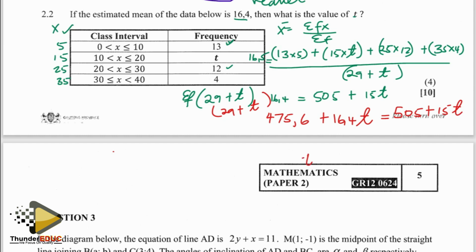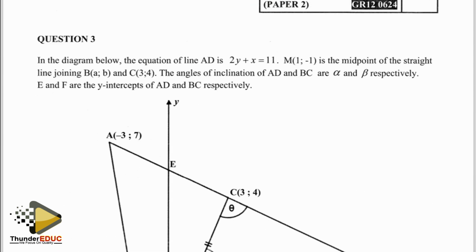I'll do the transposing. I have my 1,64. If I bring the 15 this side, I get 1, no, it's 1,4. Not 1,64. It's 1,40 is equal to 29,4. Divide both sides by 1,4, t becomes a 21. So that's how the 4 marks would be obtained. So that is question number 2.